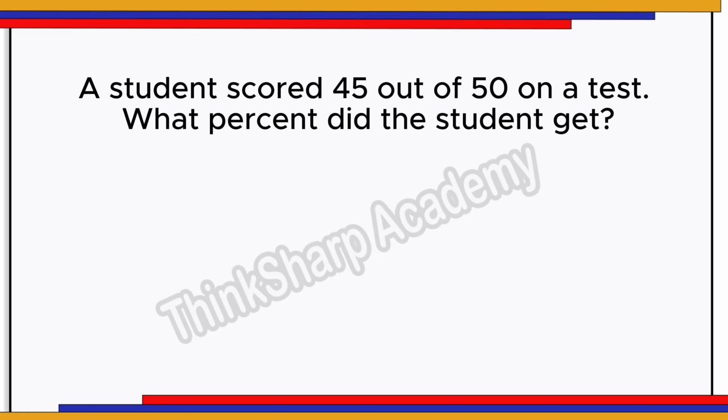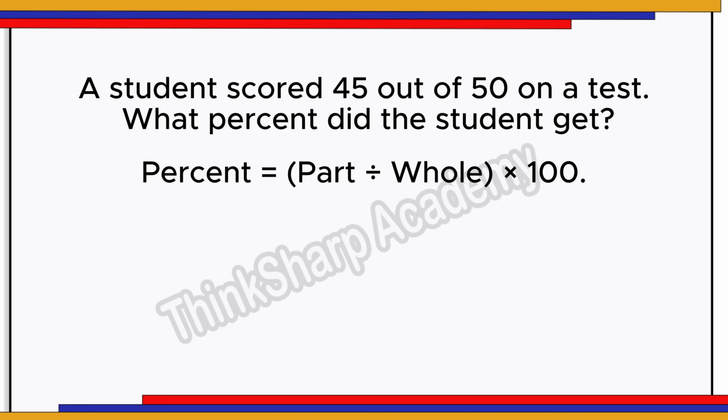I will explain how to find the percent score of a student who scored 45 out of 50. First, we use the percent formula. Percent equals part divided by whole times 100. Here, the part is 45 and the whole is 50.